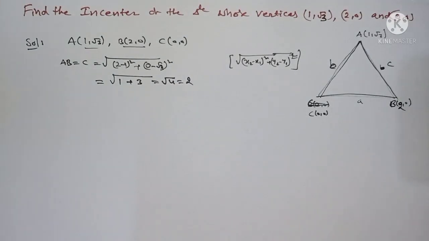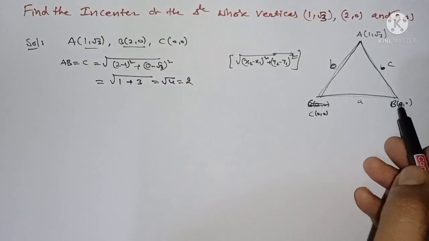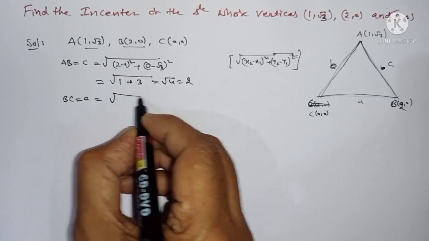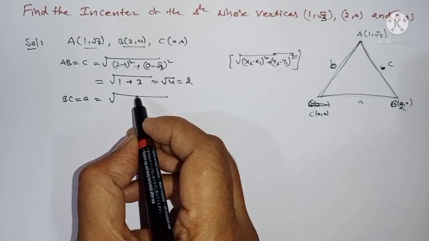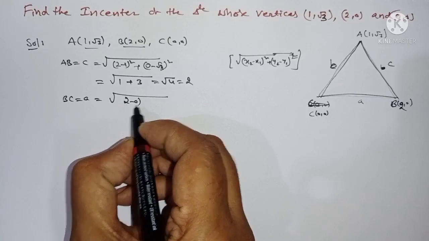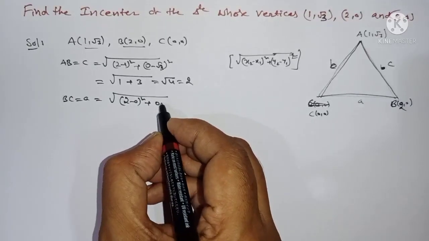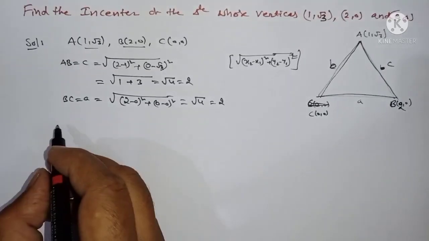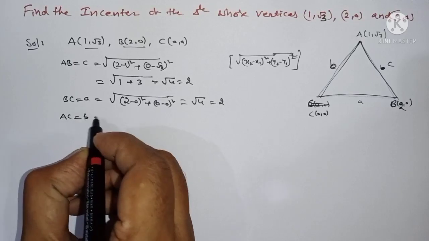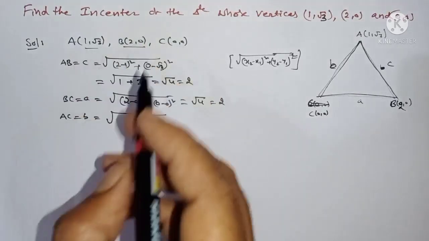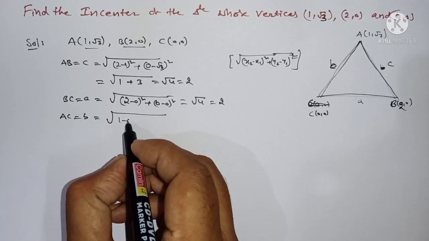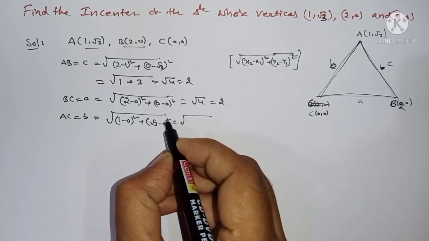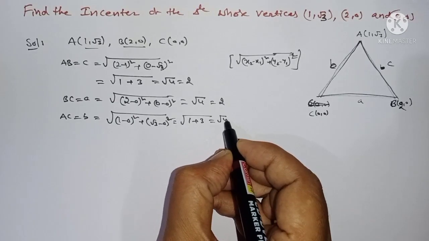AB is completed. Next, BC is small a: root of (0 minus 2) whole square plus (0 minus 0) whole square, equal to root 4, which is 2 only. And AC is small b: root of (1 minus 0) whole square plus (root 3 minus 0) whole square, that is root of 1 plus 3, root 4, equal to 2.